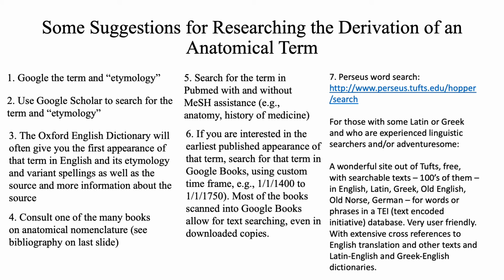You can do a Perseus word search, which is a wonderful, free, searchable database out of Tufts. It's free. You may need a little Latin or Greek background, although it also has text in Old English, Old Norse, and German, for example. And even better, any hits you find that take you to a page, for example, in Cicero or Homer, all the text on that page is hyperlinked to other usages and to free Greek to English or Latin to English dictionaries.